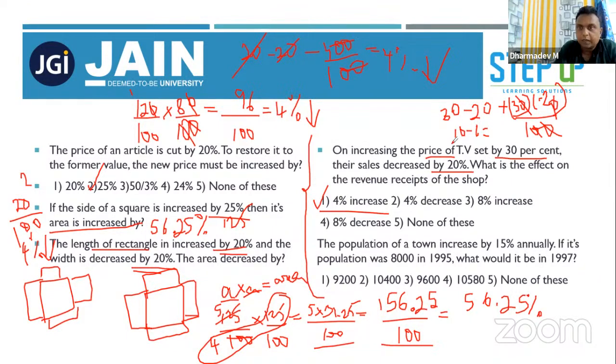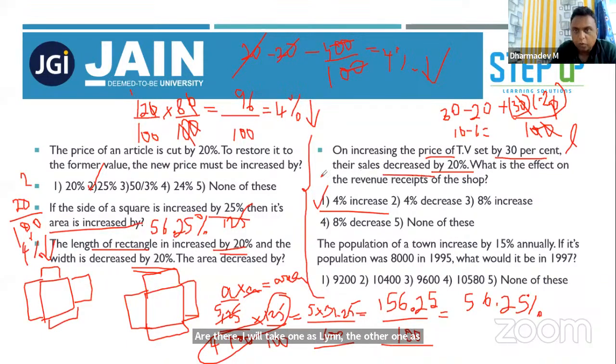Okay, so in this question, remember two different things are there. I will take one as length and the other one as width. That's all. I don't want to use any other method over here. Length is 30, width is minus 20 because it's decreased. Increasing the price by 30, sales has come down. So I will take the price increase as length, sales as width. Length plus width plus length into width by 100. So I get 4% in positive. That means 4% increase in the revenue receipt.